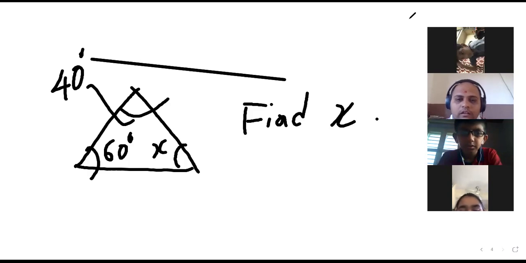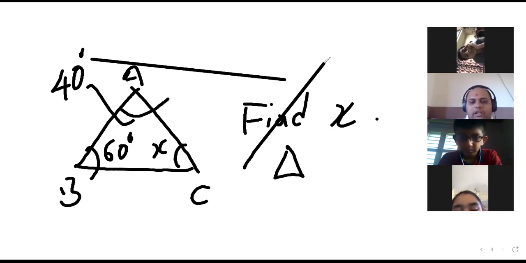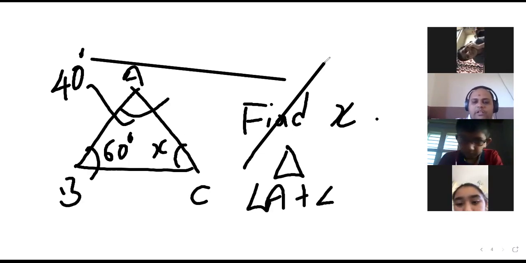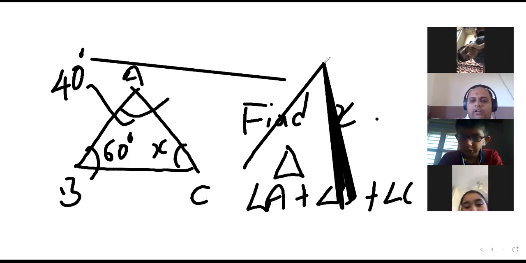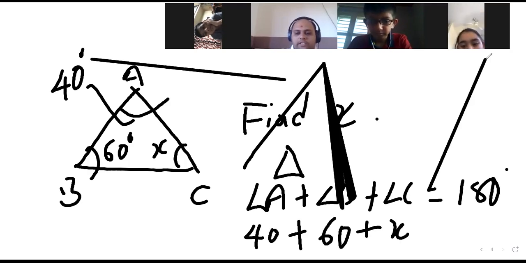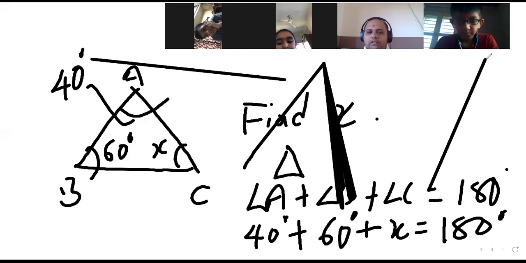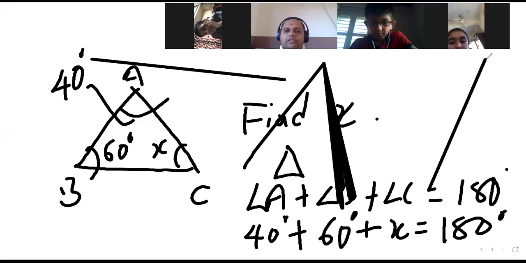Good. Correct answer is 80. We know for a triangle, we can name this A, B, and C. Angle A plus angle B plus angle C is going to be 180. Angle A is 40, angle B is 60, angle C is x, equal to 180 degrees. So what will be the answer? 180 minus 40 minus 60. The answer will be 80. Yeah? Correct?